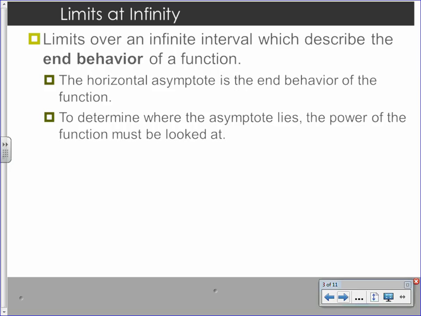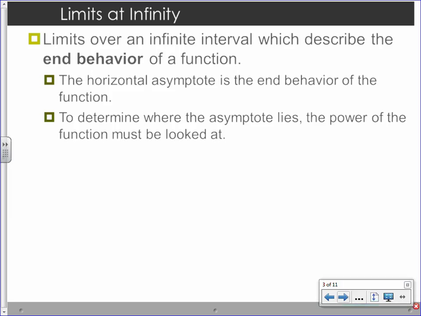Do you remember how to determine where we have horizontal asymptotes? We have 3 cases. Should we talk about those right now? You remember them now? You just have to think for a couple seconds.